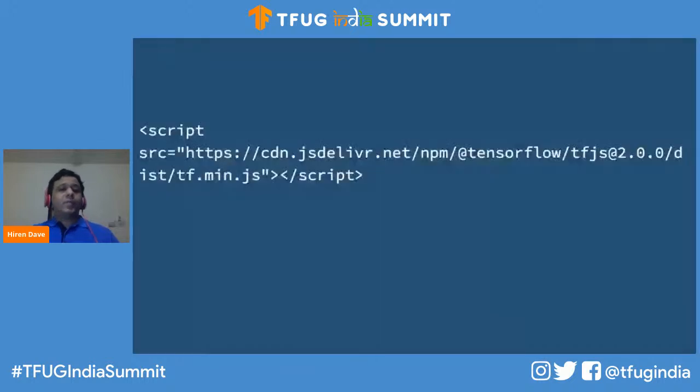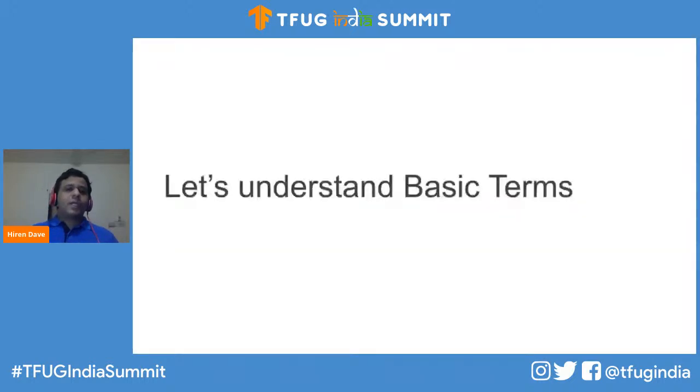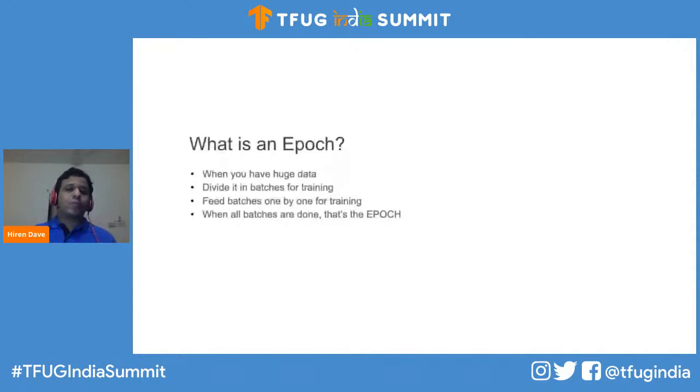Now let's understand the basic terms. The first basic term is epoch. When we have huge data, we divide it into batches for training, and then we feed those batches one by one for the training. When all batches are done, that's an epoch. Epoch is basically used for converting your huge data into small chunks and giving it for the training. The more epochs you give, the more accuracy you may get. Here we have just given 100 epochs for the training purpose. It depends on what kind of model you have and what kind of machine learning application you are implementing, and you can then decide the number of epochs.